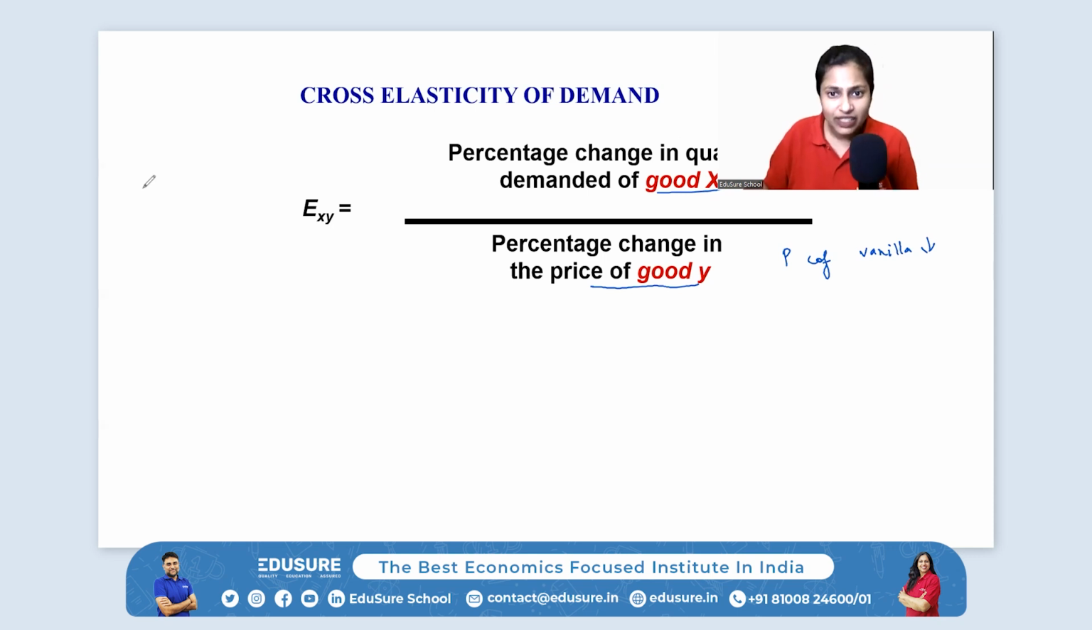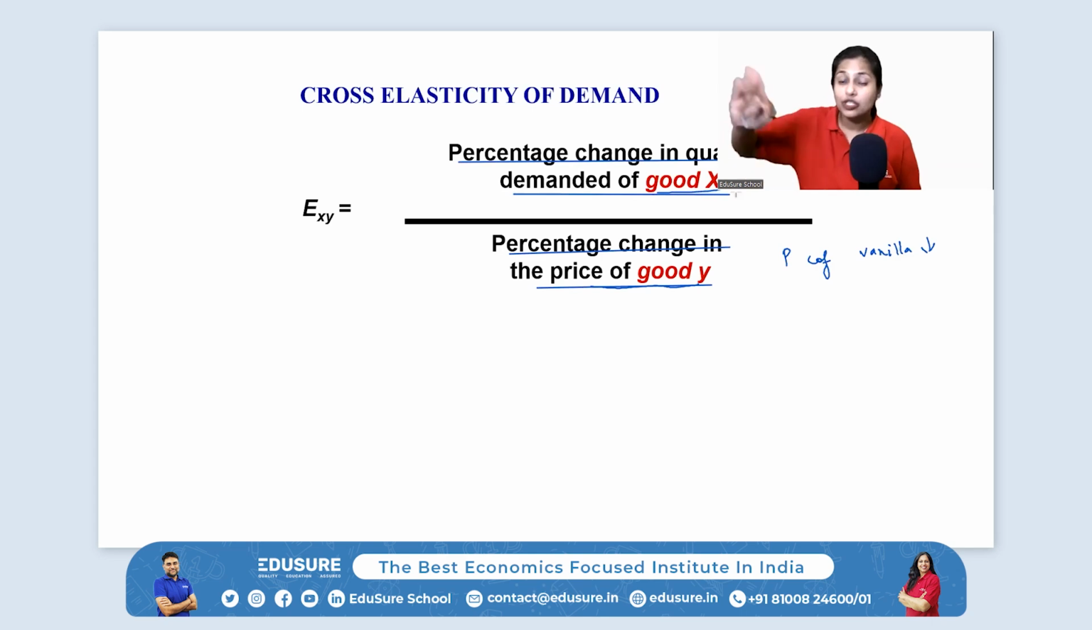What is the percentage change in the price of good Y, any good? And what does it lead to? By what percentage does it lead to a change in the quantity demanded of good X, which is some other good? Okay, so cross price elasticity.